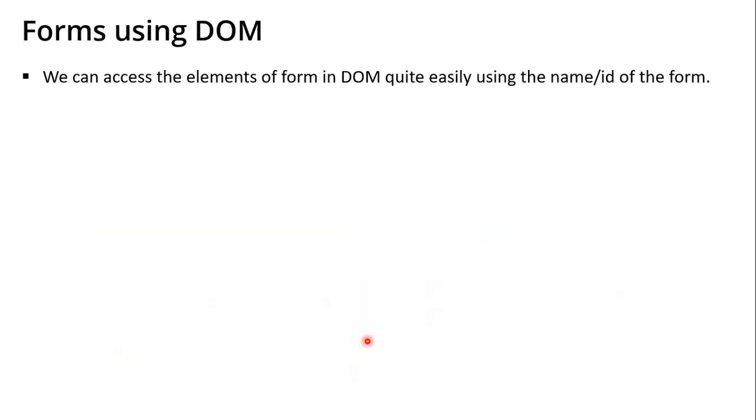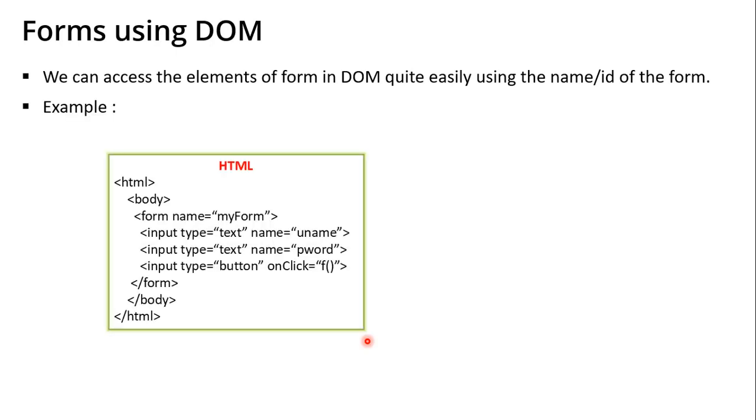Forms using the DOM. We can access the elements of forms in the DOM quite easily using the name and ID of the form. Here in the body we have a form with name equal to myForm. Here we have to provide the name of the form. Input type text with name username, which I have explained in forms in HTML. Input type text with name password. Input type button with onclick, where we call the function f. The form is closed, the body is closed, and the HTML is closed.